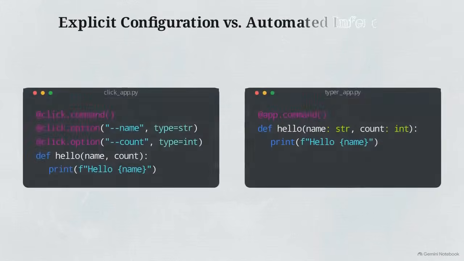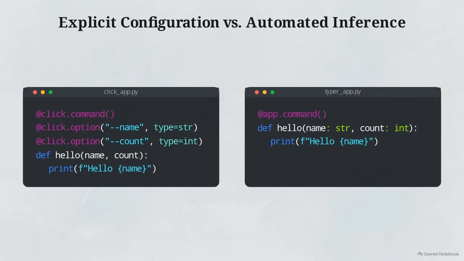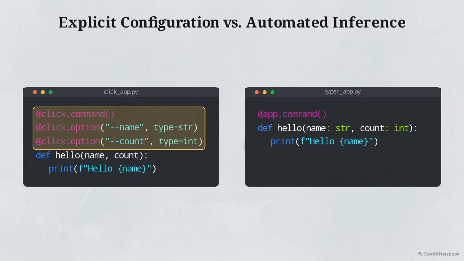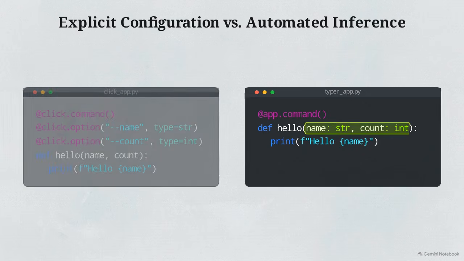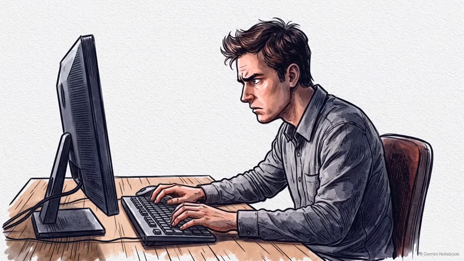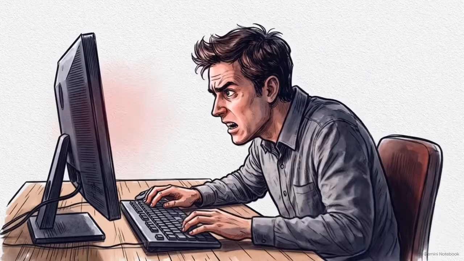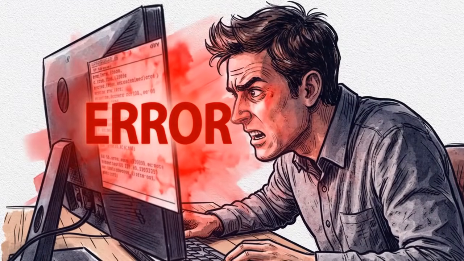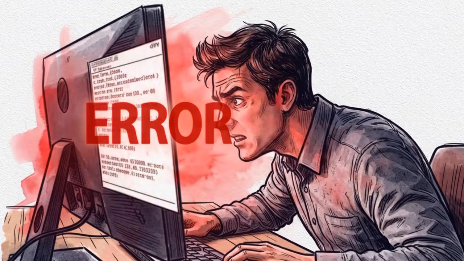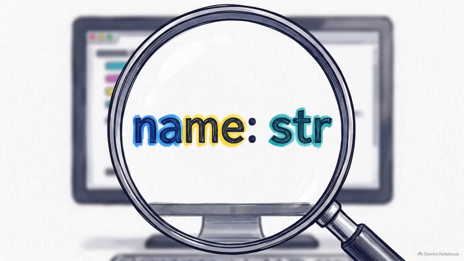We see this trade-off by comparing command setups side by side. On the left, Click requires manually declaring each argument, using a separate decorator for every parameter. On the right, that entire setup block is replaced by standard Python type hinting syntax, read directly from the function signature. However, this automation relies on the developer's understanding of how Python type hints behave. Without that foundation, the CLI's behavior can feel unpredictable. Typer shifts the focus away from learning library-specific syntax and toward mastering Python's native type system.